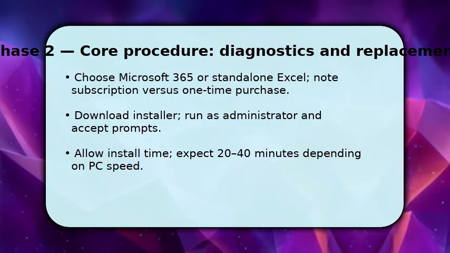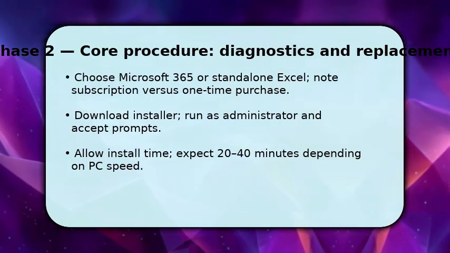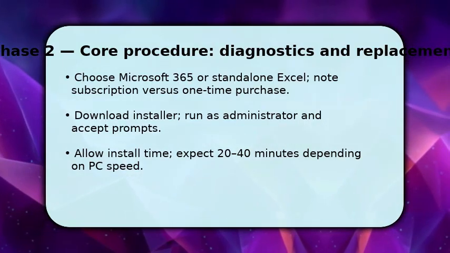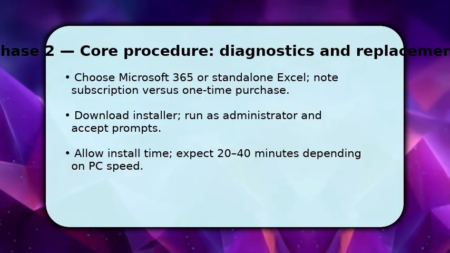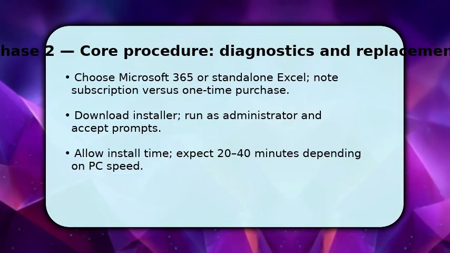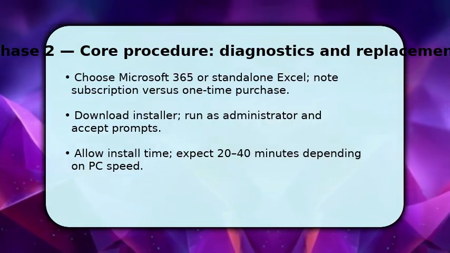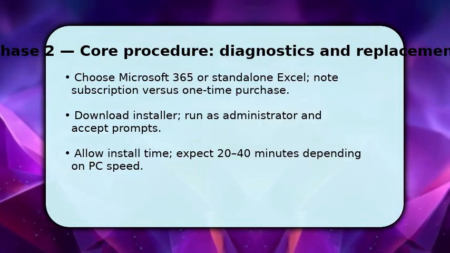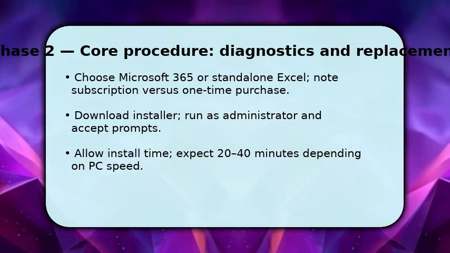Then right-click and run as administrator so permissions don't block files. Follow on-screen prompts and grant network access when requested. Make sure to close Excel and other Office apps before installation. This prevents file conflicts and speeds up the process substantially.